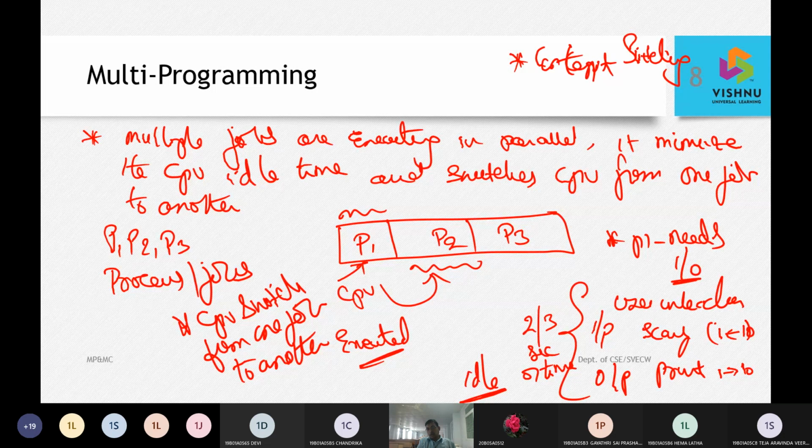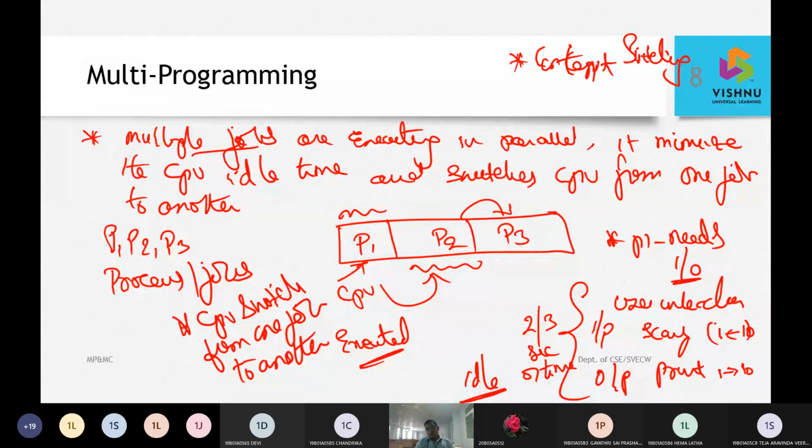So when the process needs some IO, the CPU will switch from one job to another job in order to save the idle time. Therefore, multiple jobs will be executed in parallel. So this was the advantage that multiprogramming presents to us.